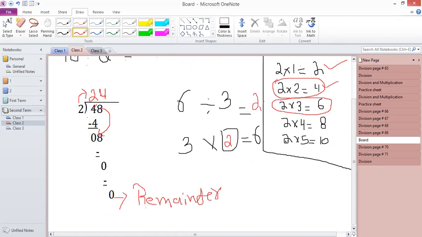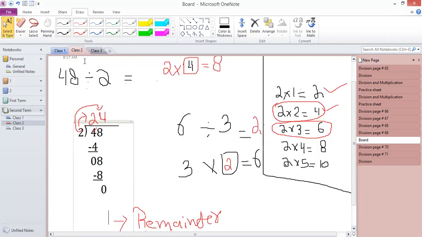Now you will multiply this 2 by 4, and whatever the answer is, you will write below the number which you are dividing. You are dividing 8. So 2 multiplied by 4 is equal to 8. You will write 8 below this 8. What is the difference you will find here? 8 minus 8 is 0. This 0 will be your remainder.